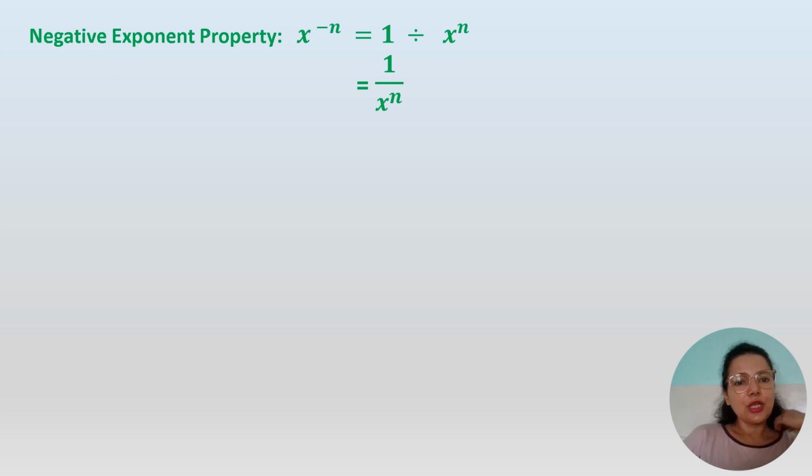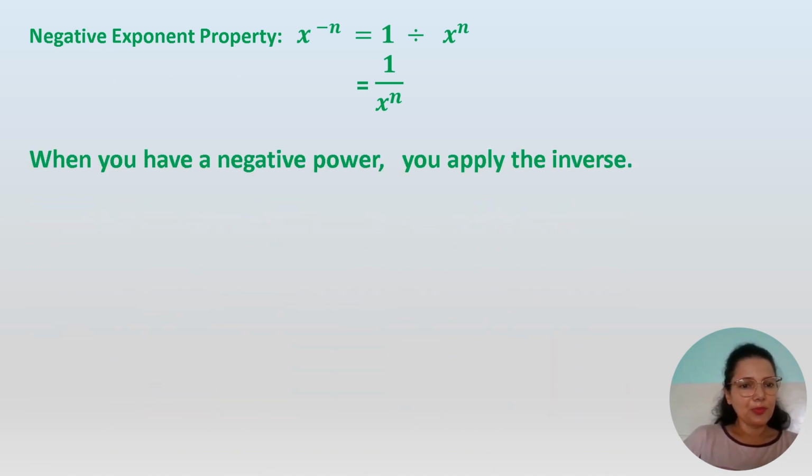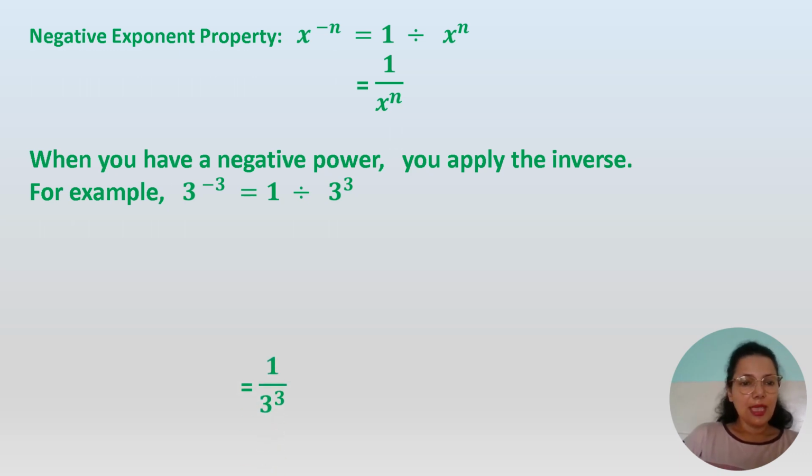Okay, so let's look at this now. When we have a negative power, we apply the inverse. Now, for example, if we had 3 to the power negative 3, we are saying 1 divided by 3 to the power 3. Now, let's look at this. We write it as a fraction.